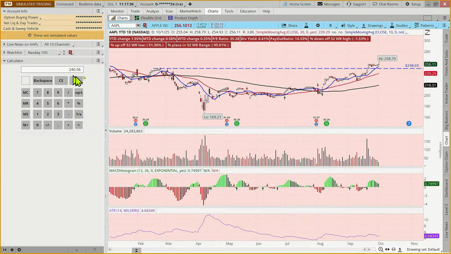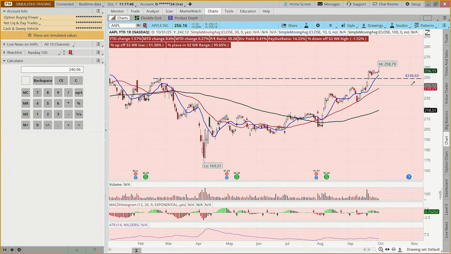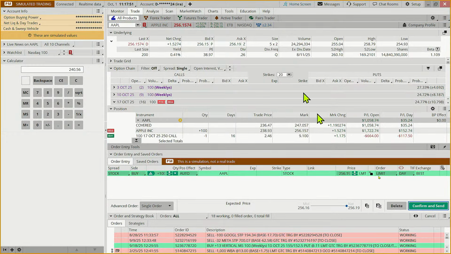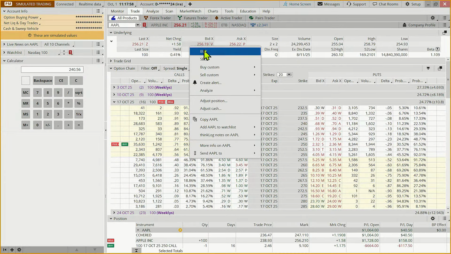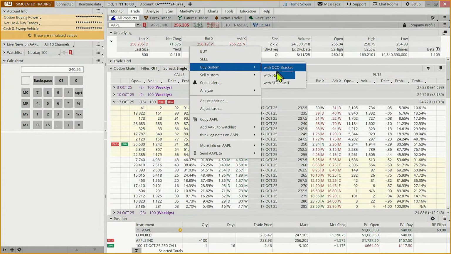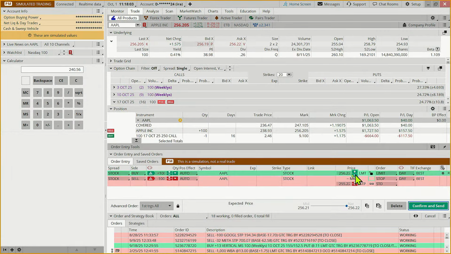Now, is there any guarantee that we are going to get out at the price requested? No, but it's a way of us managing the potential risk in the trade. And, Apple, when we look at it, it's traded 24 million shares today, so it's a very heavily traded stock. And so if we say, okay, we want to buy custom with a stop, we're buying at 256.22. We want to exit if it goes below 240.56.